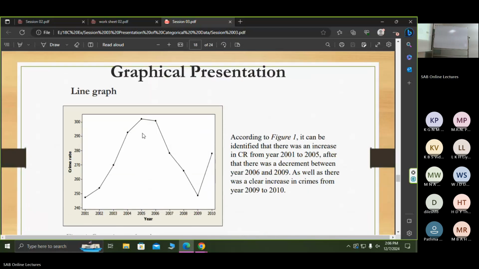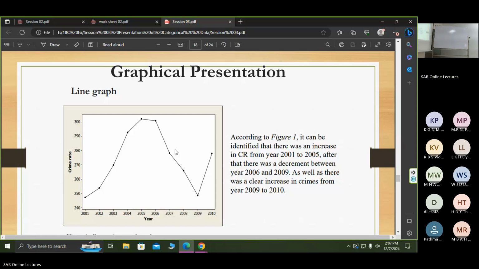Then the last one is the line graph. In the line graph, we cannot use every variable. The line graph can only be used to represent time series data. When one variable is changing according to its time period, we call it time series data. Take an example: the ABC company's sales revenue from 2000 to 2010. It is an example of time series data. Why? The variable is sales revenue, and there is a time period, 2000 to 2010. Is it clear? This kind of data we call time series data.